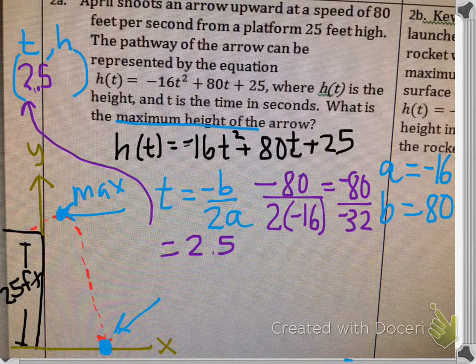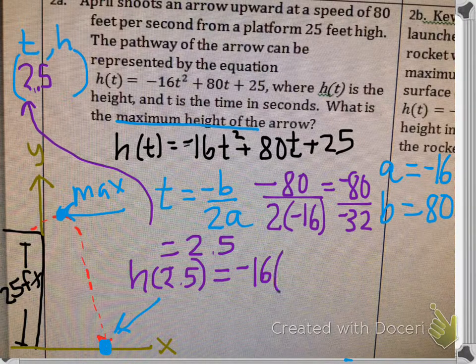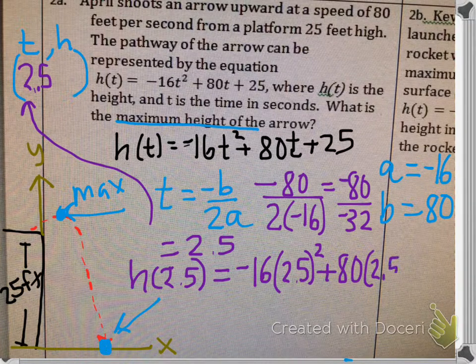We take 2.5 and plug it in for t. So h of 2.5 means I'm plugging in 2.5 for t. So I'm asking what height do I have when it's 2.5 seconds. So that's negative 16 times 2.5 squared plus 80 times 2.5 plus 25.